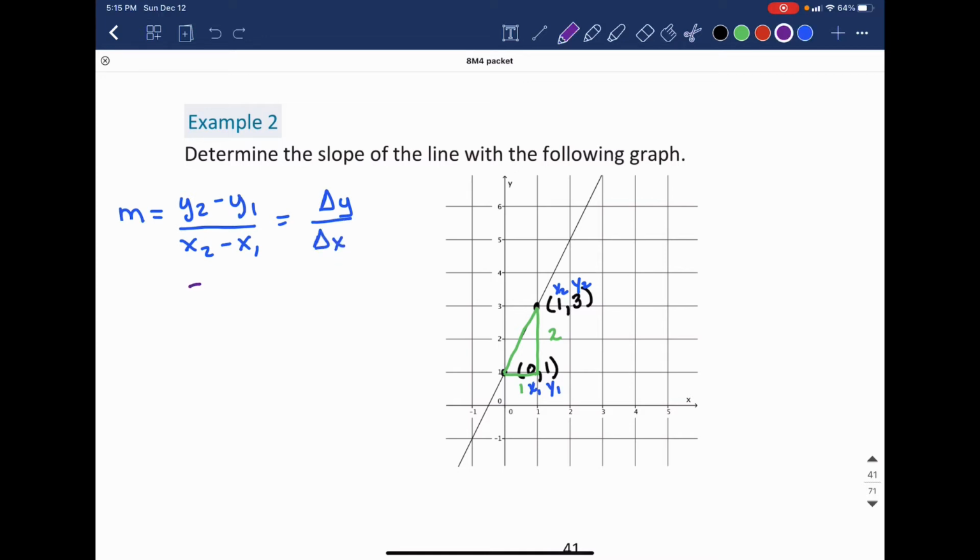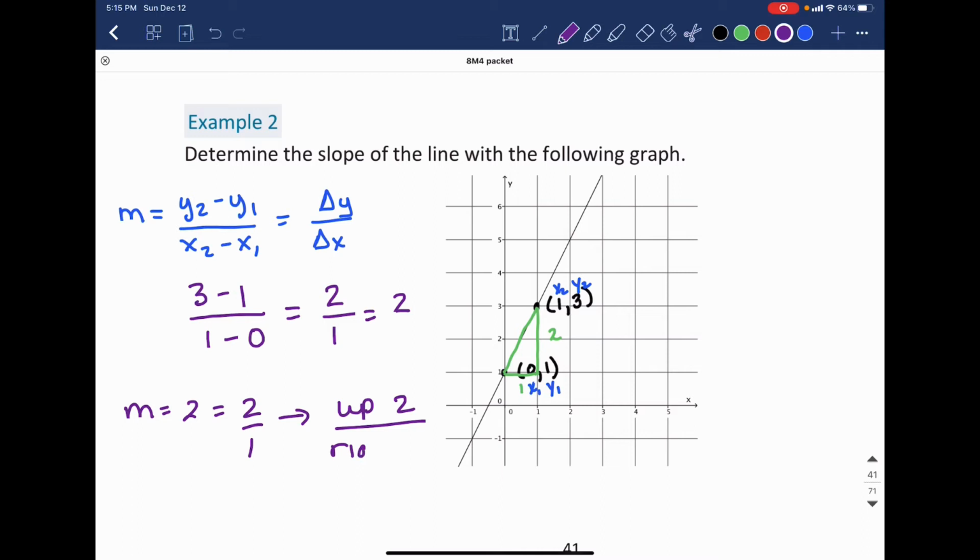We're going to do 3 minus 1 over 1 minus 0. 3 minus 1 is 2. 1 minus 0 is 1. So our slope is 2. So if m equals 2, which is the same thing as 2 over 1, which will be helpful when we graph, that means it goes up 2 to the right 1. It's your y over your x.